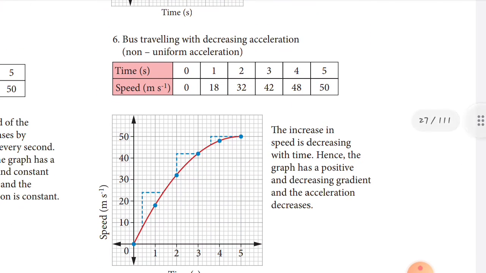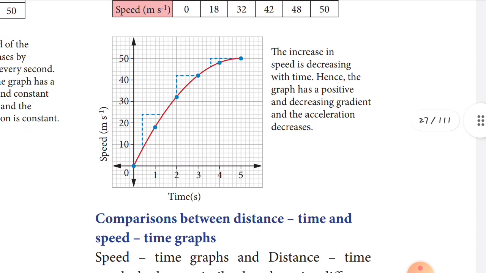And see the last one, children, sixth one, the bus traveling with decreasing acceleration. Decreasing means the value moves on, 0 to 42, 48, and again it reduces the value. That is called decreasing acceleration. That means the increase of speed decreases with time. That's very important. Hence the graph has positive and decreasing gradient, and acceleration also will be decreasing. This is clear to you, children?